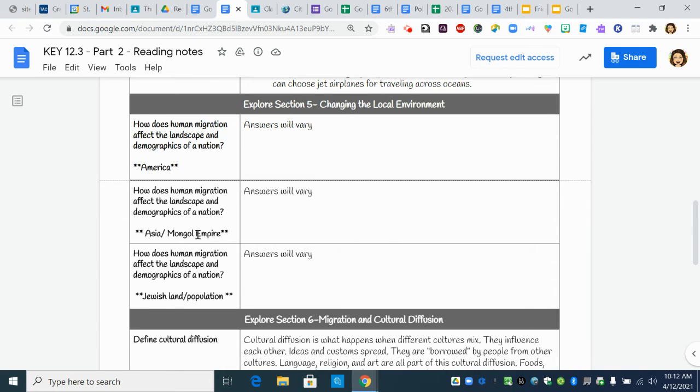And then finally, how does human migration affect the landscape and demographics of a nation in terms of Jewish land and population? So we know that for thousands of years, the Jewish culture and people had changed because of forced migration. It was an involuntary migration. They were forced out of Israel to other parts of Europe and then parts of Africa. And then there was a movement of Jews who came to settle back in Israel. So your answers will vary there depending on what you highlighted, and you can add that there.